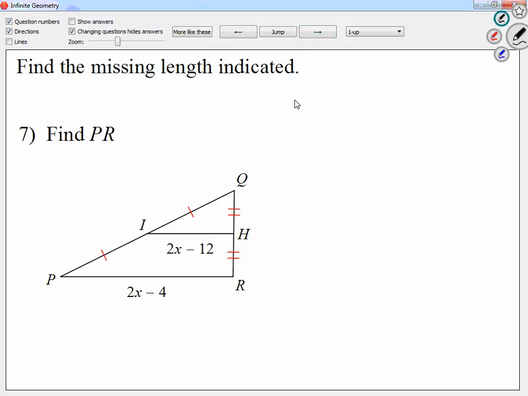So the little side is 2x minus 12. I'm going to multiply that by 2. And it is equal to 2x minus 4.